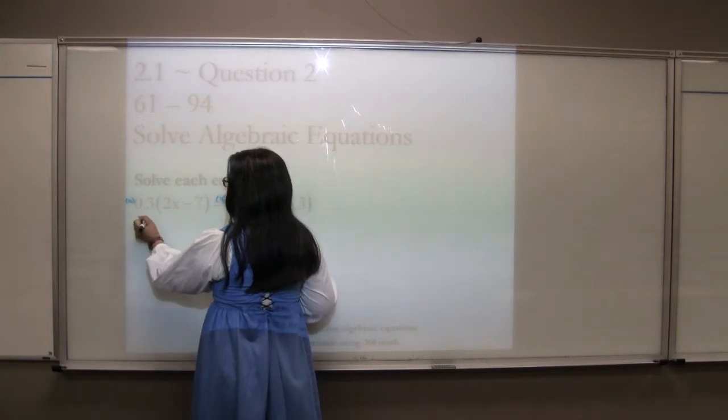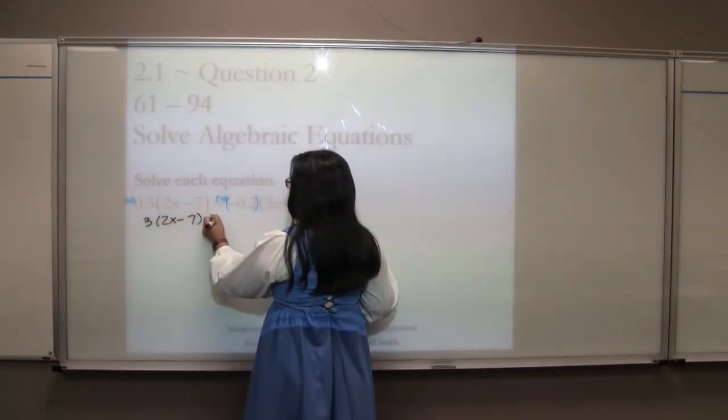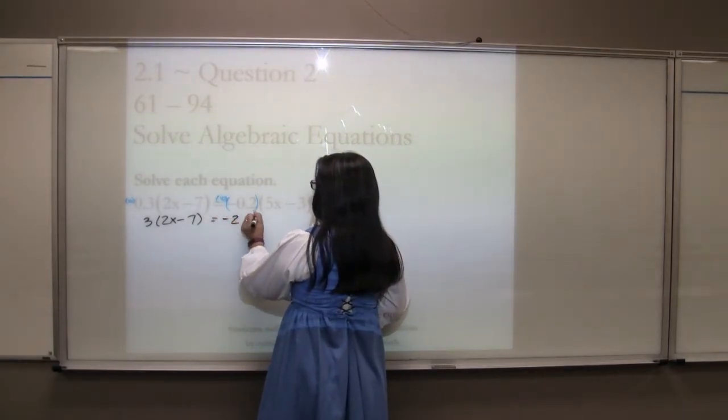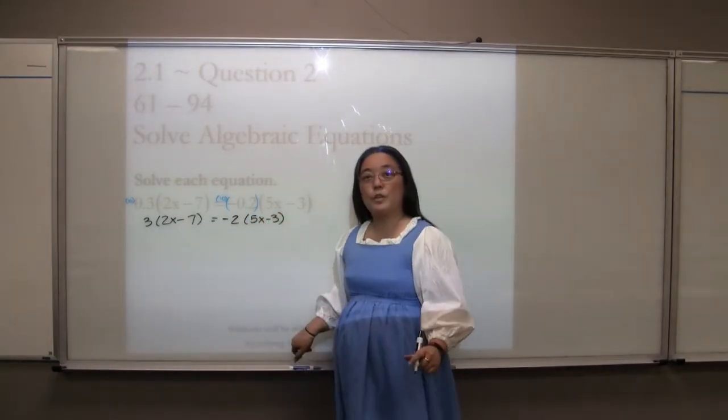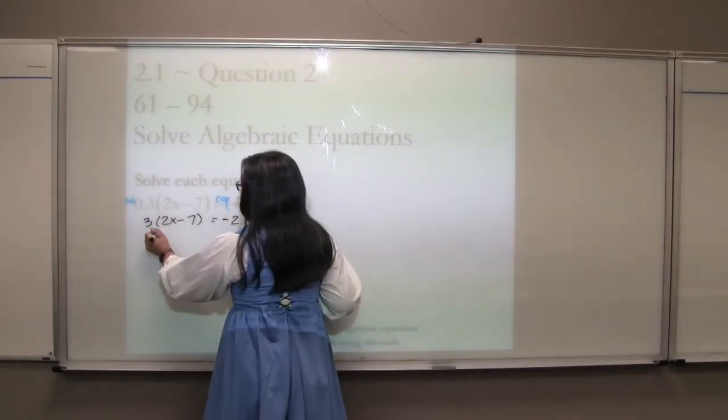10 times 0.3 gives me 3, and 10 times negative 0.2 gives me negative 2. We are now back where you should have been in Algebra 1. We're going to use the distributive property from Chapter 1.